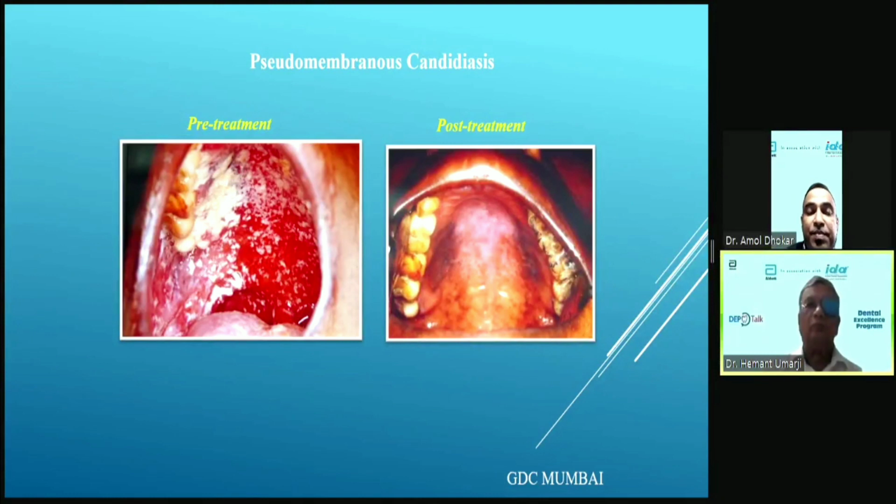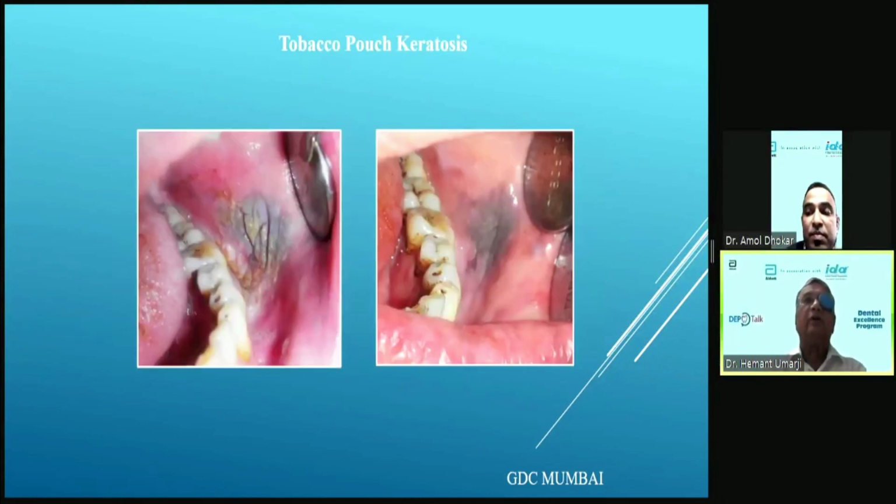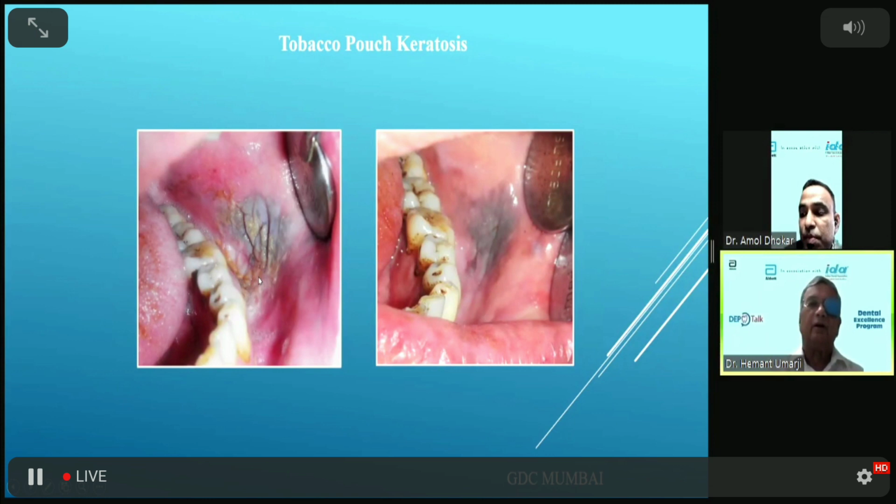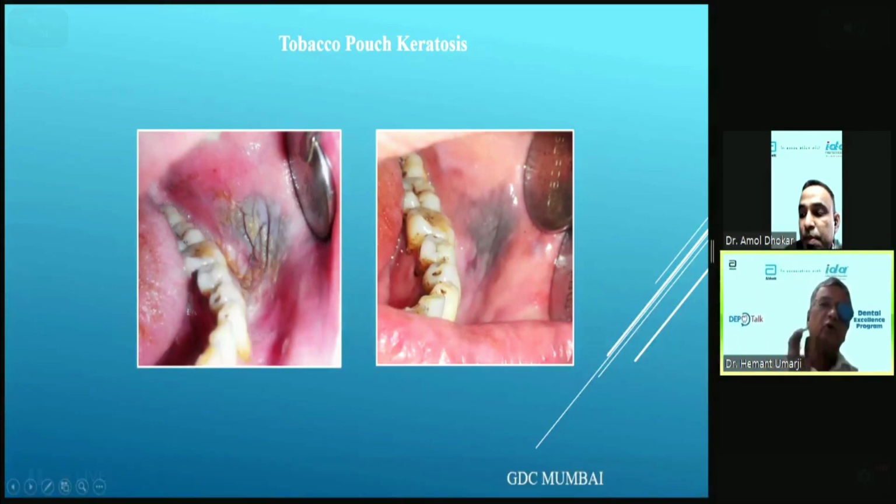Now there is one interesting lesion called tobacco pouch keratosis. People make a tobacco quid and put the tobacco in the buccal sulcus and then forget about it. They may sleep also, but they develop what is called tobacco pouch keratosis. You can see it almost looks like a leukoplakia and the stains of the tobacco are there. But if the patient gives up the habit and you give vitamin A, chewable, and antifungal, the lesion will heal also. So tobacco pouch keratosis is still reversible. But once it becomes leukoplakia, then you have to treat it, or you have to biopsy it, only then will it improve. So this is tobacco pouch keratosis.